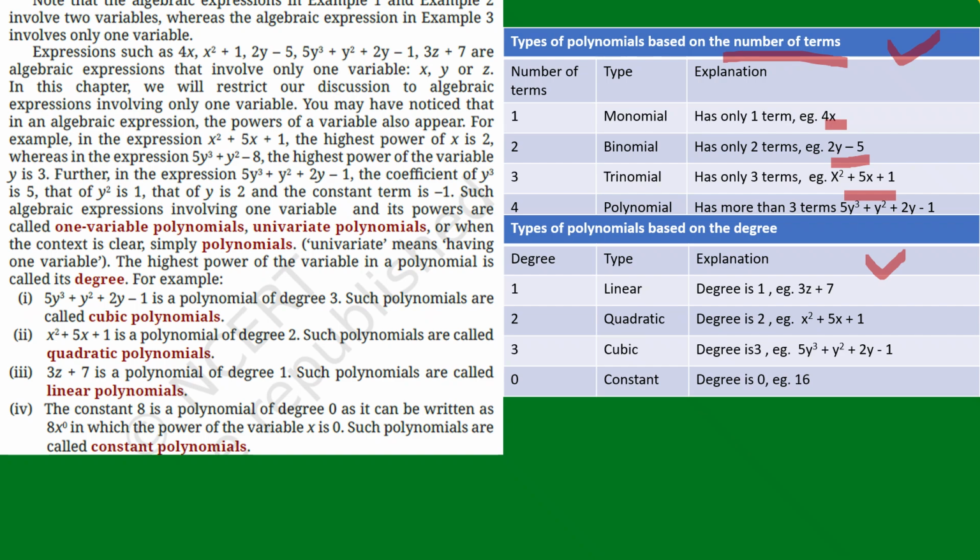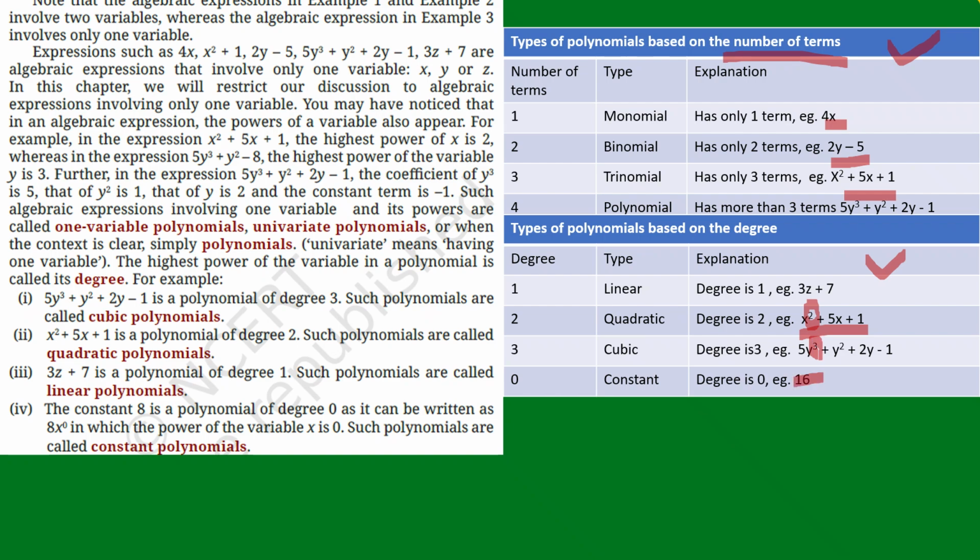Now, based on the degree, how do we classify? It is called linear, quadratic, cubic or constant. More than that, the highest powers could be 4, but to our knowledge, we are restricting ourselves to 1, 2, 3 and 0. So if it is 1, it means the highest power is 1, the degree is 1. Quadratic, if you look into this example, x squared plus 5x plus 1, what is the highest power? It is 2. So you call that a quadratic. If the highest power is 3, you call it a cubic.